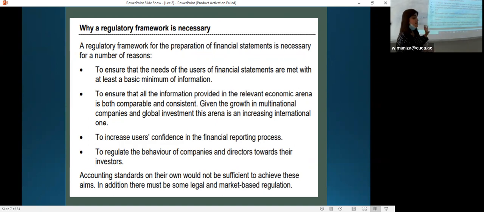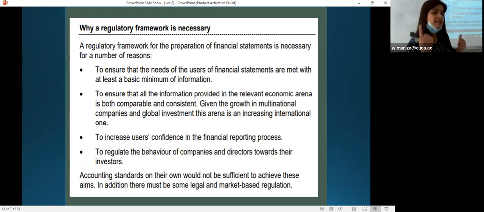So that is why, to increase their confidence in the financial reporting, it is necessary that the financial statements be maintained on the basis of the same regulatory framework. Got it? Then, students, to regulate the behavior of companies and directors towards their investors is very important. It is again the basic point which leads us to the difference in ownership and control. Owners of the business are investors, whereas directors of the business are managers of the company.